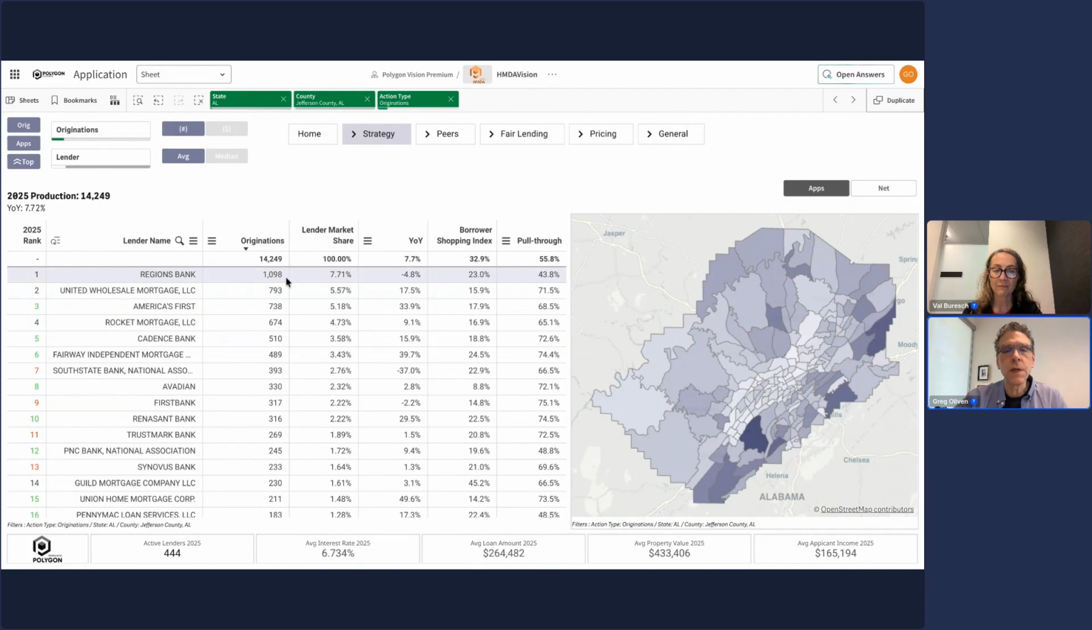But we don't just see the number of originations, we also see the market share within the scope we filtered on. So Regions Bank has a pretty good chunk of that market, 7.7%. The year-over-year change, Regions Bank declined from '24, whereas UWM, America's First, they're coming on strong. The borrower shopping index, which we can talk about, and also the pull-through rate. This is one measure of marketing efficiency, ability to manage your pipeline effectively. You want this, of course, to be higher pull-through, and it's a signal to pay attention to if you have a lower pull-through rate.